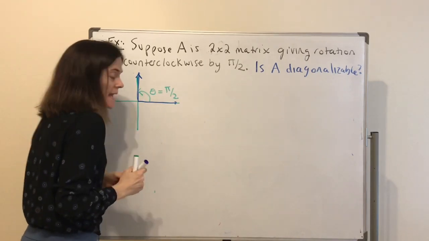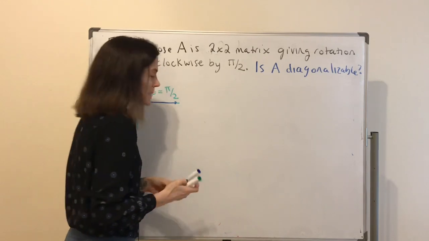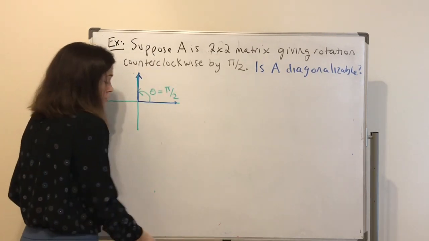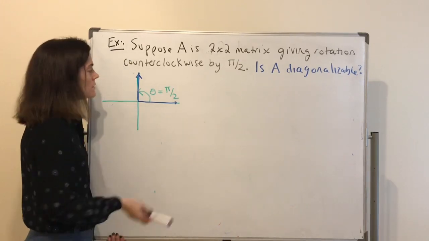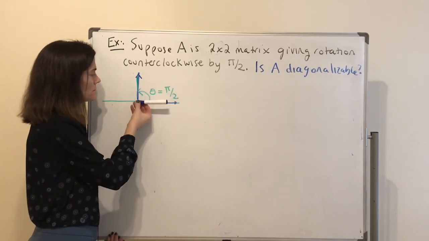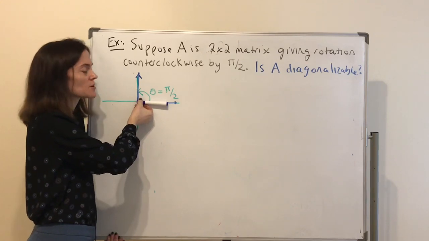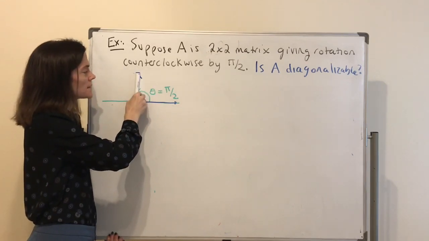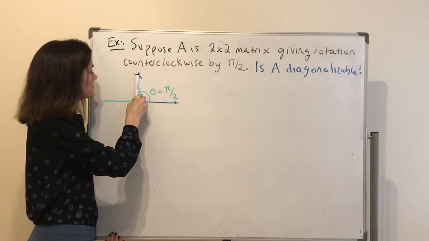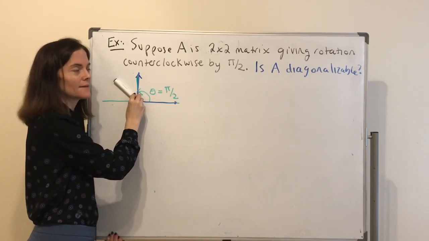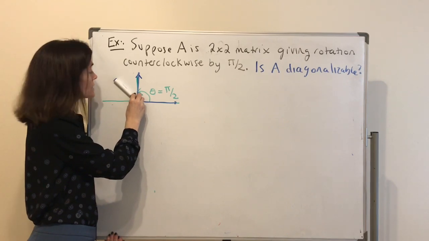Now let's just think. I will write down the matrix in a second, but let's think. Pick your favorite vector in R2, non-zero. I don't know. Maybe it's this one. What happens under this rotation? It maps here. Maybe somebody else has a different vector in R2. This one, okay? Maybe. What happens under this rotation?